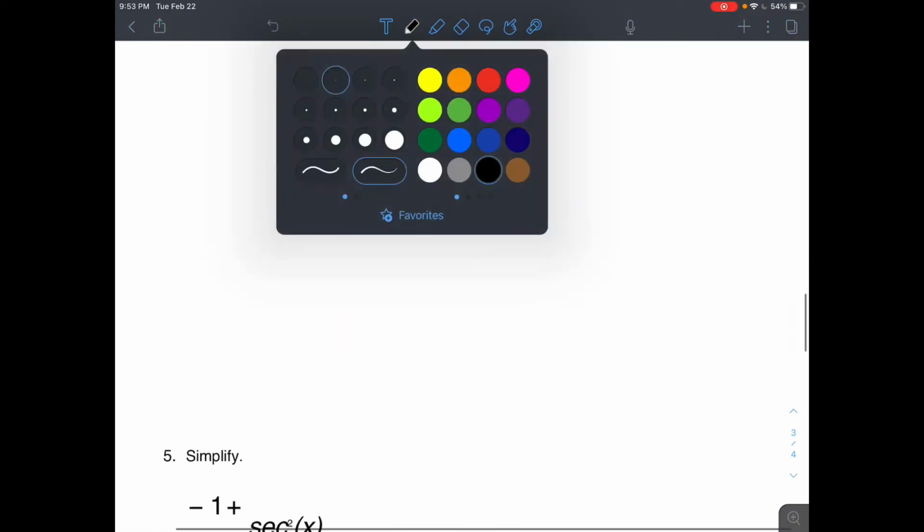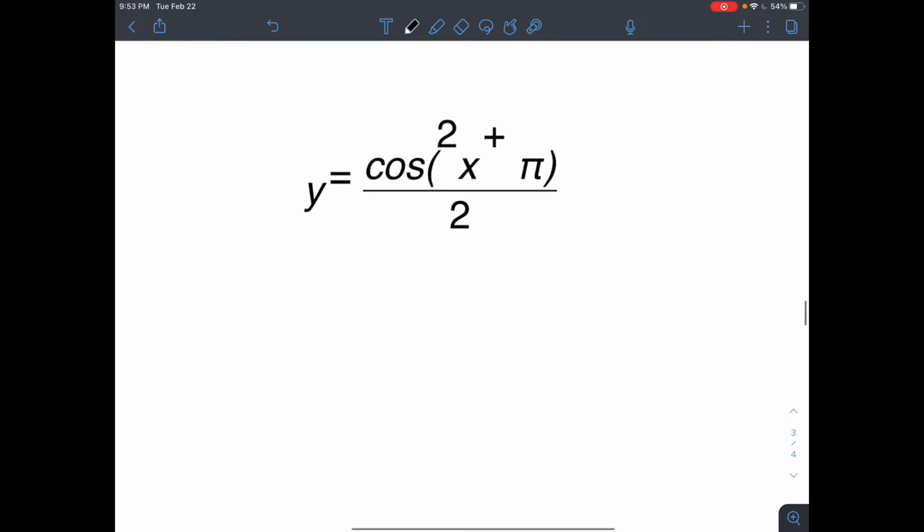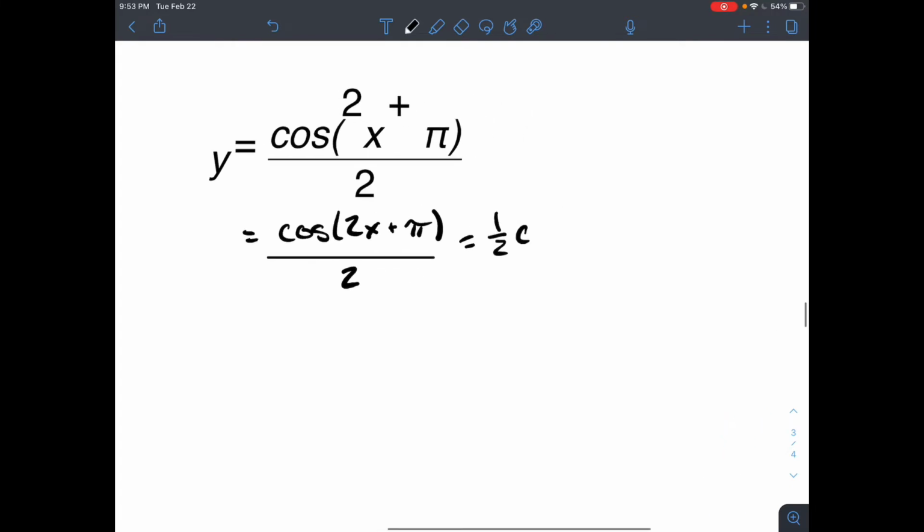Okay, so let's actually make sure I know what I'm trying to graph here. I believe this is going to be, apologize for this, cosine of 2x plus pi, if I'm not mistaken. This is all going to be over 2. Let's keep in mind that we can just rewrite this as 1/2 cosine of 2x plus pi.